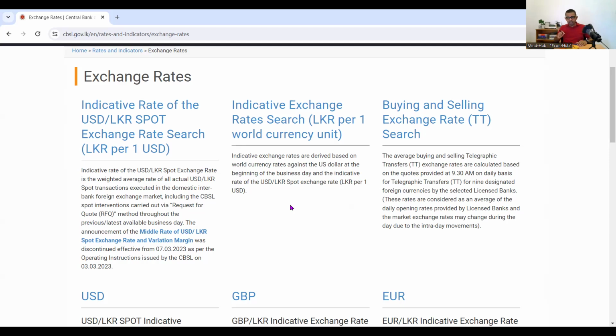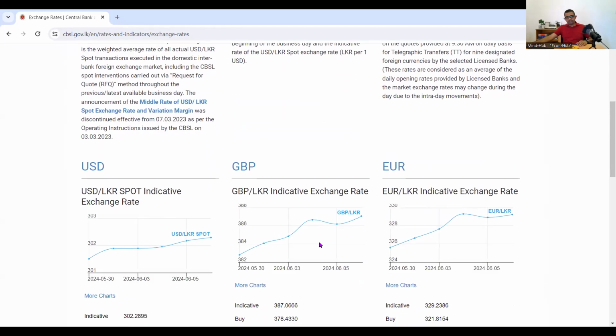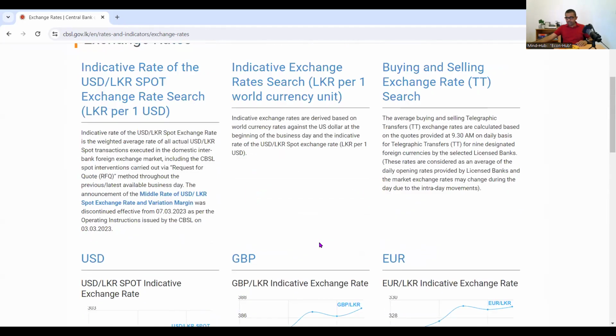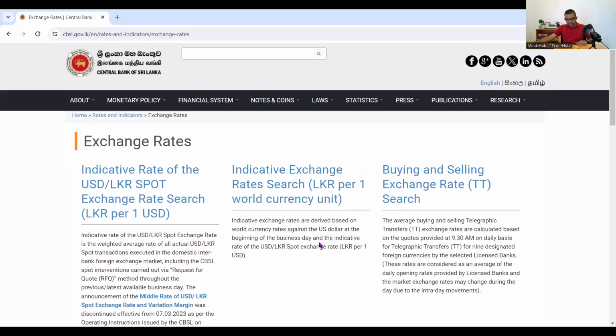So how they brought it down is using this method called indicative rate, where they give a middle rate based on a weighted average method of the previous day's transactions. And they say, this is the middle rate. From this middle rate, there's an upper margin, lower margin, and variation margin. Within that, you can decide the exchange rate, or they give an indication, a guidance to commercial banks. That's one of the main things they have done to stabilize the exchange rate and reduce its fluctuations. Hopefully you are clear on the point I'm making. If you have any questions, you can ask.